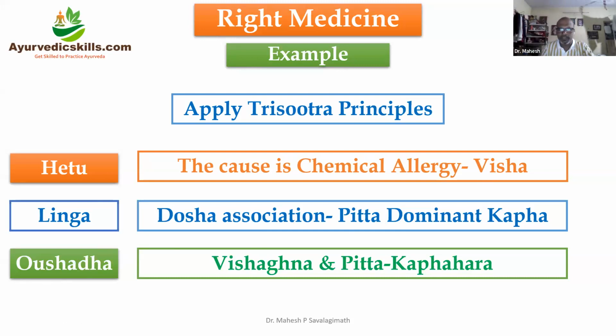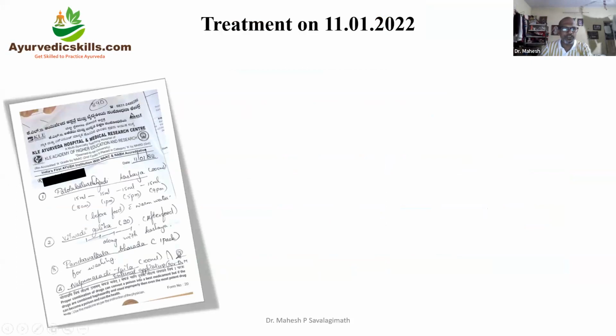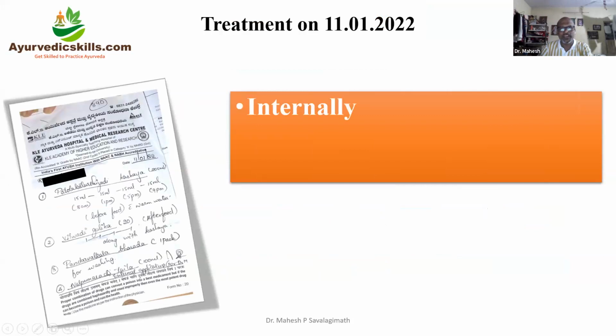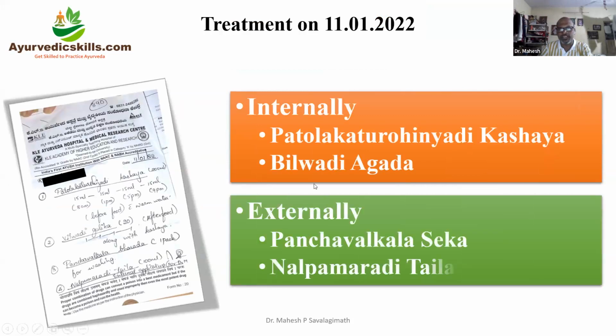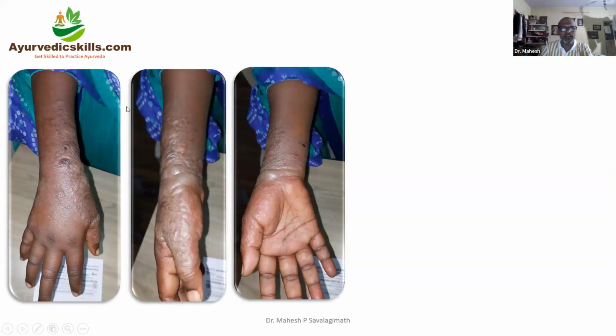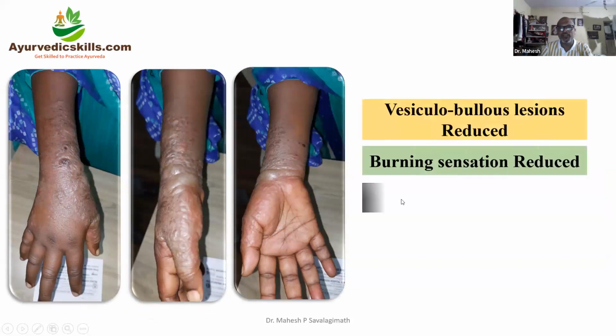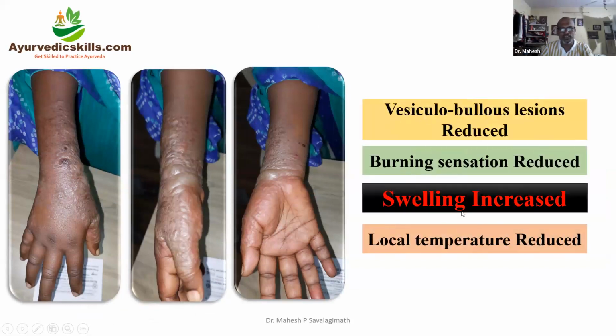That is enough. Now, in this patient we gave Patola Katurohinyadi, Bilwadi Gulika, Panchavalkala Seka and Nalpamradi Taila. Bilwadi Agada is Aushada, Patola Katurohinyadi is Shamana, and Panchavalkala is again Shamana, though we can also call it Aushada because Panchavalkala is Kitavishahara. Bilwadi is Aushada and the other three are Prashamana. Now, what happened here? Complaints reduced a bit, but the swelling was more. Other things reduced, swelling increased.